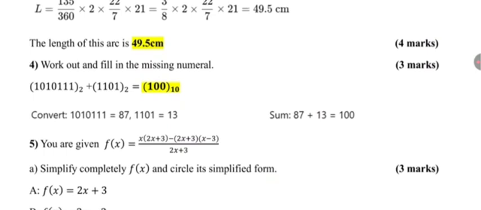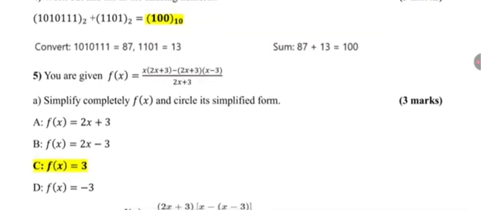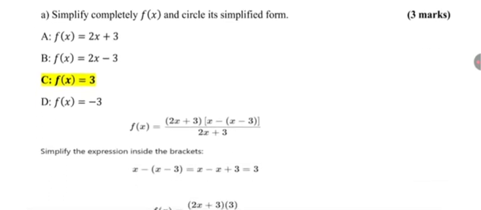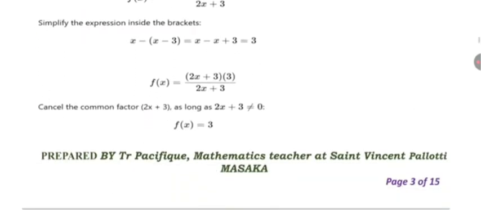As you see, this is base 2, and the final answer is in yellow. So number 5 has the function f of x equal to x times (2x plus 3) minus (2x plus 3) times (x minus 3), all over 2x plus 3. We ask you to simplify f of x and circle its simplified form. Here you see the answer is f of x equal to 3. Here there is a proof.